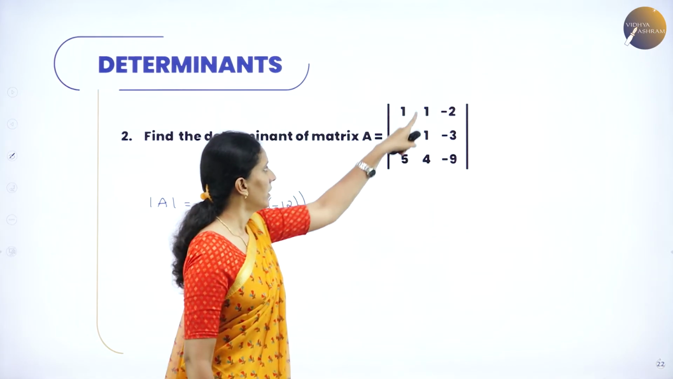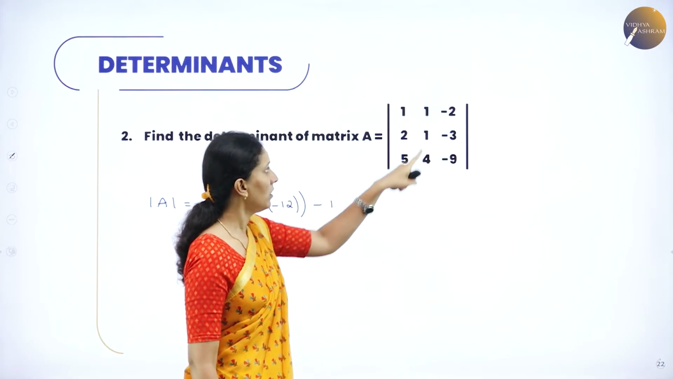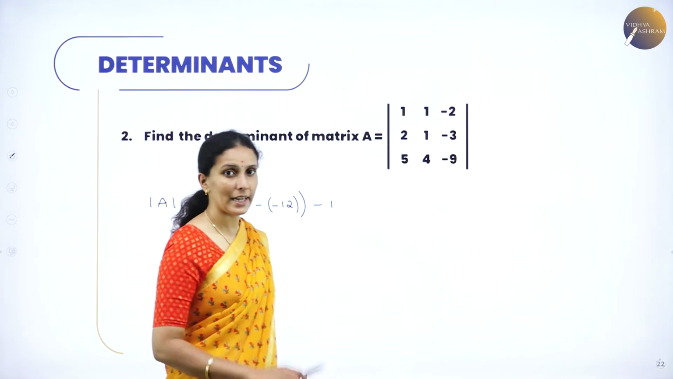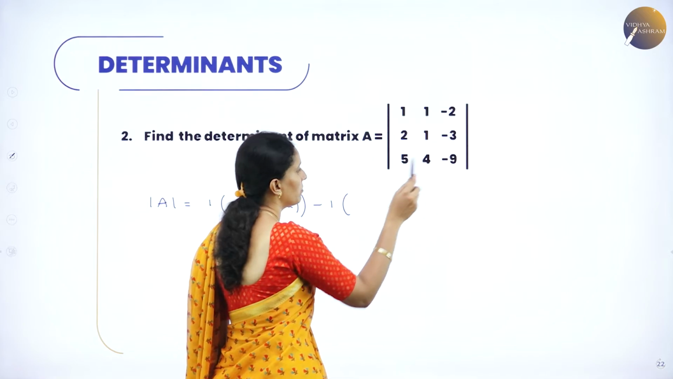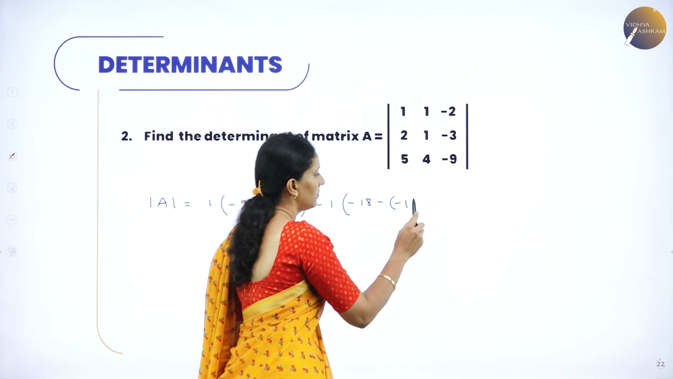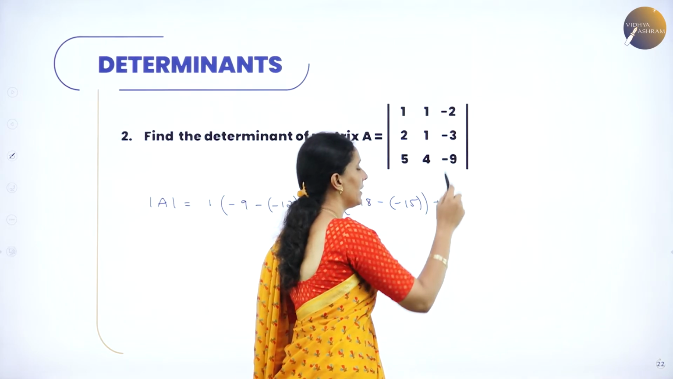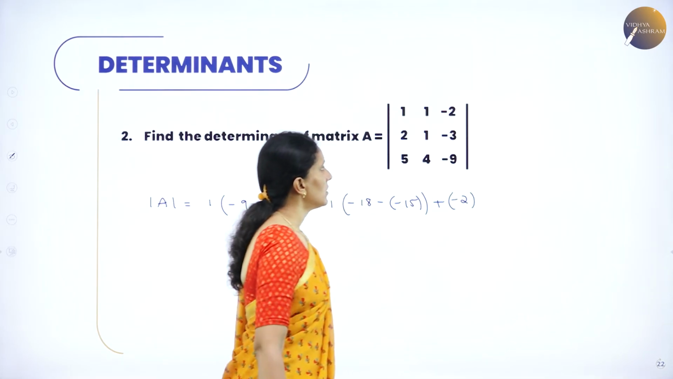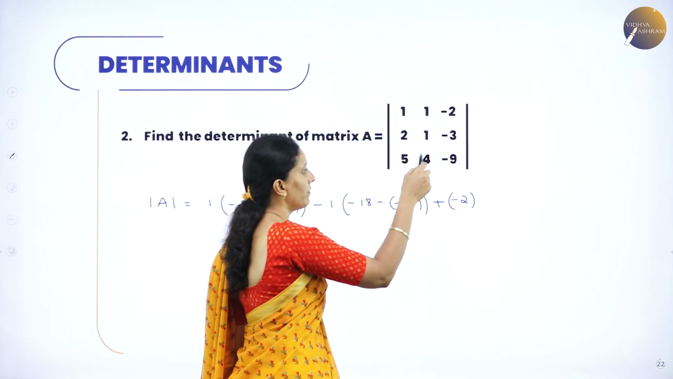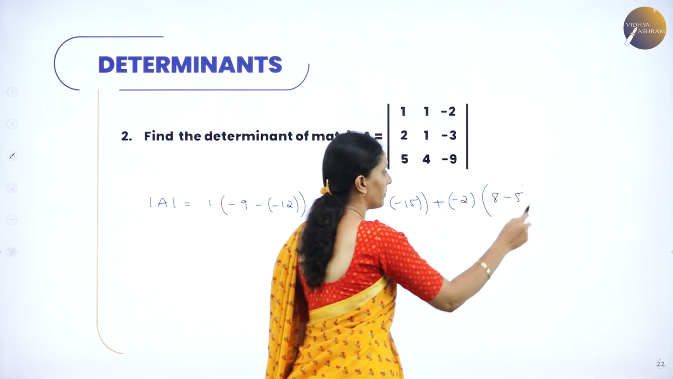Next we have minus 1. Delete the row, delete the column. Here the element is 1, but the sign is minus, that's why I have written minus 1 here. What are the remaining elements? 2, minus 3, 5 and minus 9. Evaluate it: 2 into minus 9, minus 18, minus 5 into minus 3, minus 15. Next one is the last plus, but here the value is minus 2. So delete the column and the row containing minus 2. The elements are 2, 1, 5, 4. So 2 4s are 8 minus 5 1s are 5.